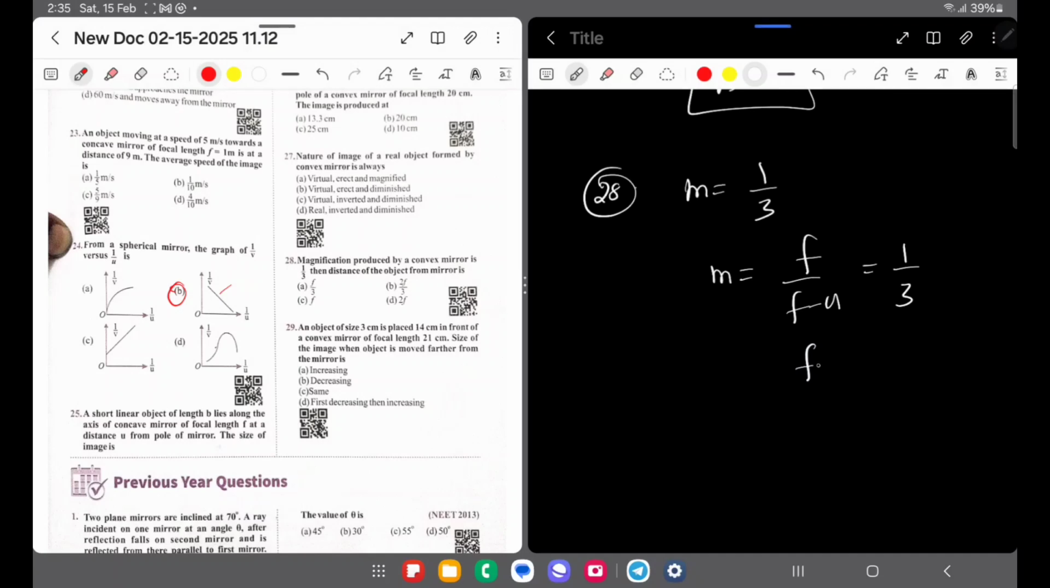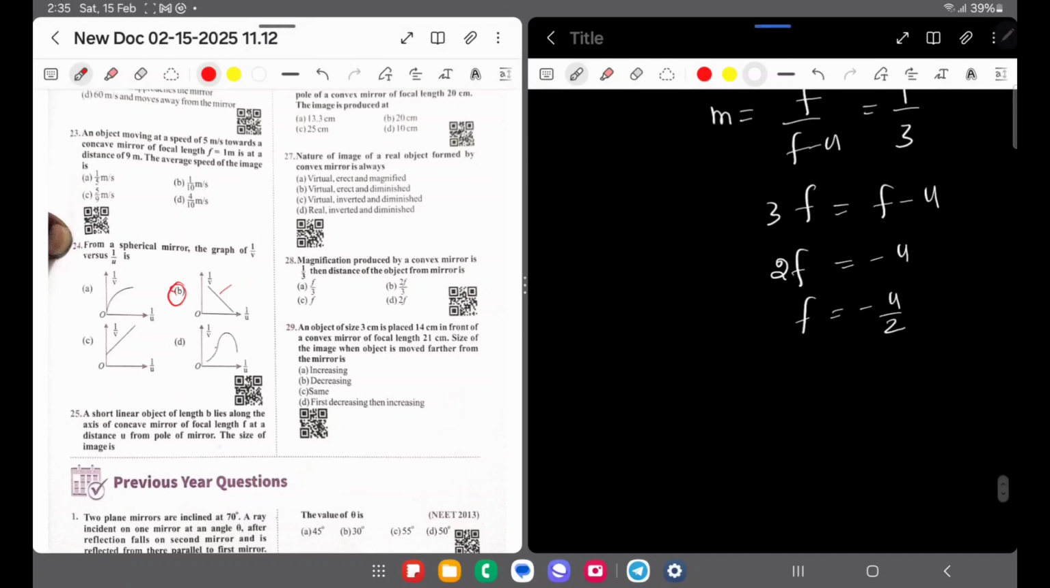So if the magnification value is 1 by 3, we should find the distance of the object from the mirror. So f into 3 equal to f minus u. So 2f equal to minus u, so u equal to minus 2f. They are asking for the value alone, so u equal to 2f. This should be the answer.